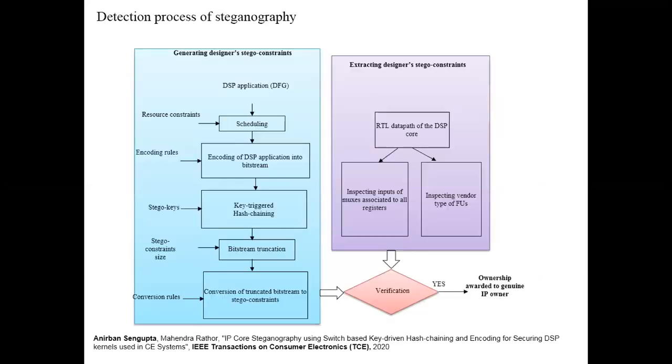Okay, so this is the detection process. The detection process is very similar to the detection process that I have already spoken of earlier, so nothing different than that. A slight change is that here, since we want to detect the digital evidence in the hardware design, we need to extract that information from the RTL circuit.